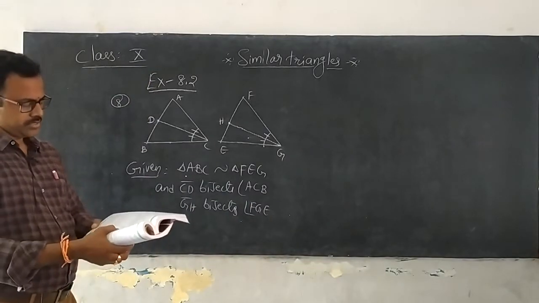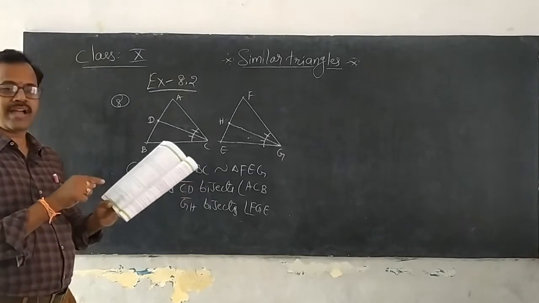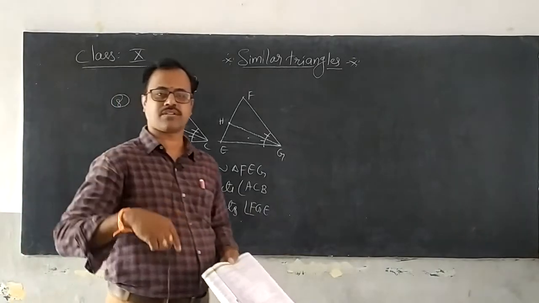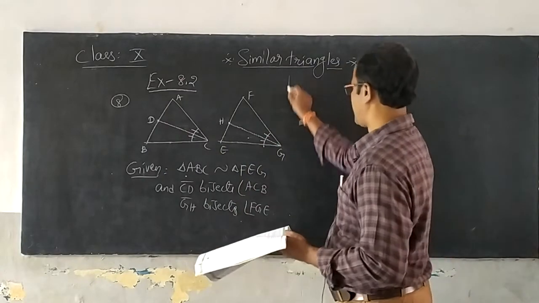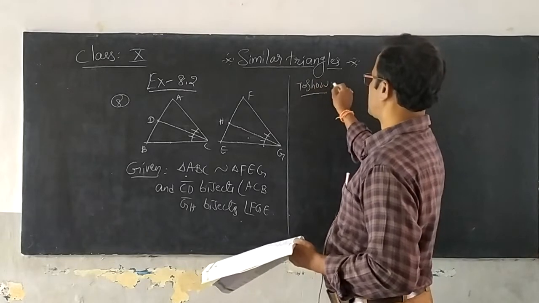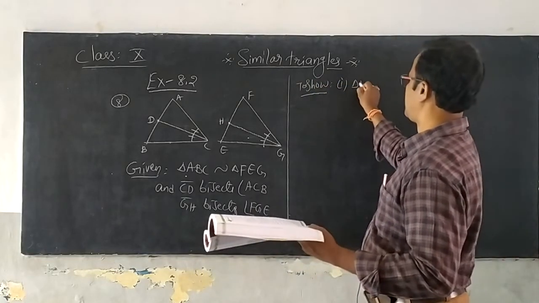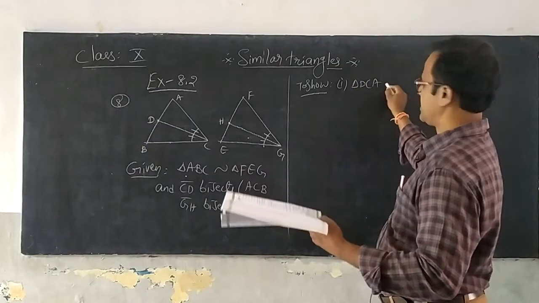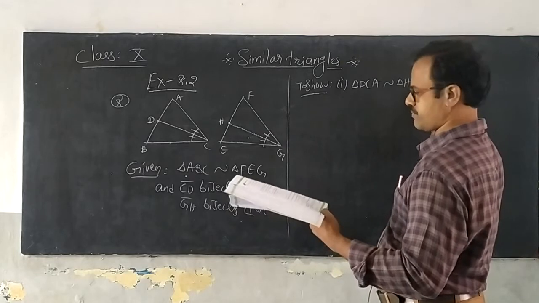And then they ask you to show 3 things. In that, you have to take the third question as the first question. By mistake they have given it that way. So I write the third question as the first question to show. What we have to show, the first one, is triangle DCA is similar to triangle HGF.